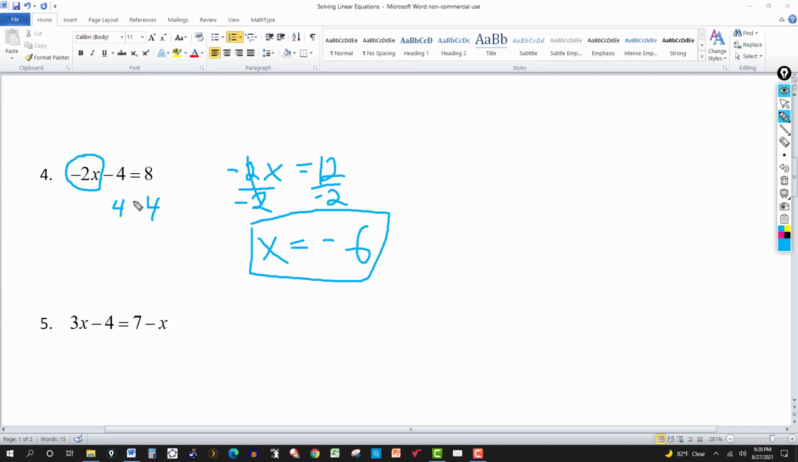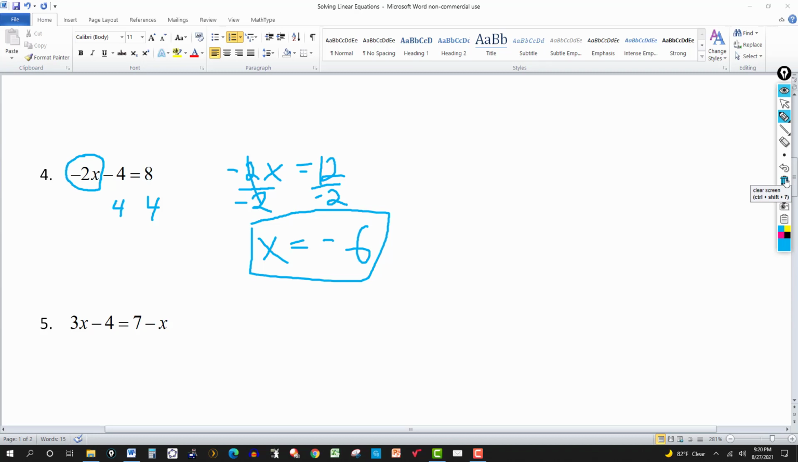And you can check these. Go back over here. Negative 6 times a negative 2. Right here, let's do the first part. Negative 6 times a negative 2, that's a 12. Okay? And then you're subtracting 4. You're supposed to get the number on the right side, and we do. 12 minus 4 is 8. That one checks. Clear this.